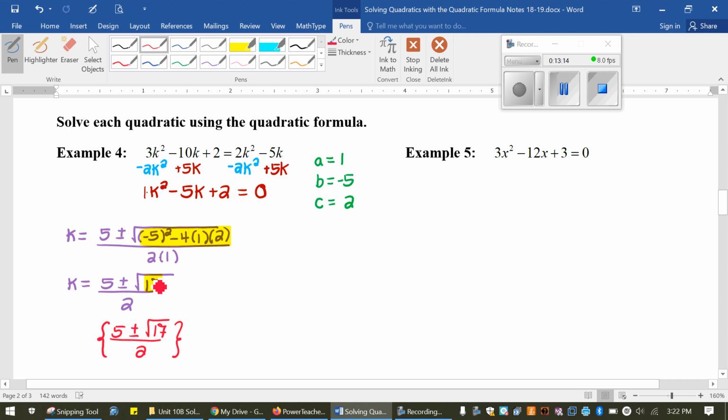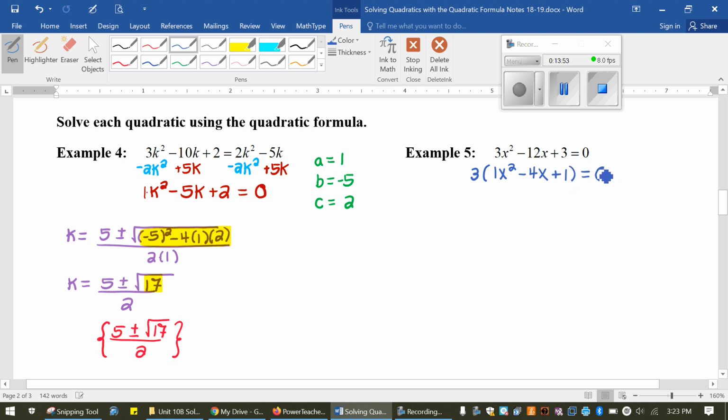All right, moving on to number 5. Your leading coefficient there of 3. And then I've got a b here of -12, and I've got a c of 3. So you might just want to jump right in and start the quadratic formula with an a of 3, a b of -12, and a c of 3. But I notice that they're all divisible by that 3. So it might be a good idea for you to factor that 3 out, leaving you with a 1x squared minus a 4x plus a 1 equaling 0.